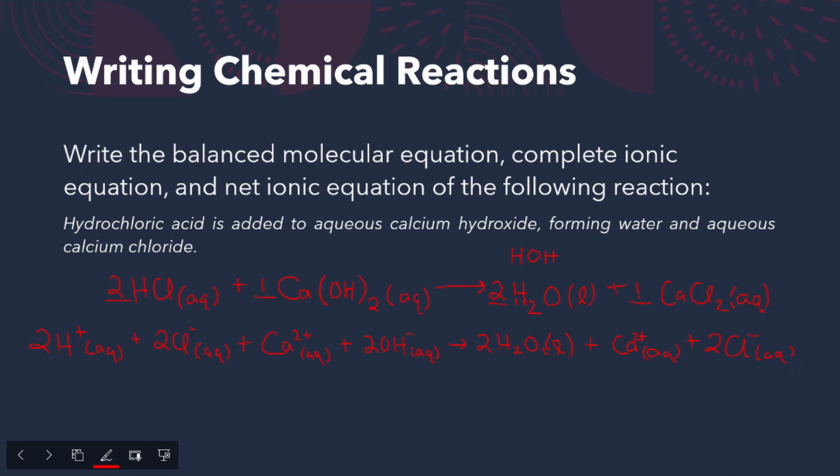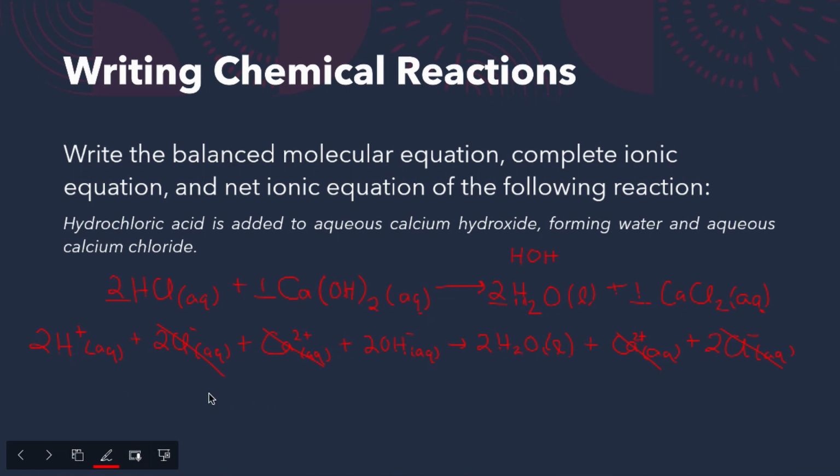All right, now let's figure out what our spectator ions are. So we have 2H+. Now, where's 2H+? Can we find 2H+ on this side? No, we can't. That's in the H2O over here. So we're going to keep that. As for the 2 chloride anions, we can easily find that over here. So we're going to cancel those out. And the calcium ions, there's 1 over here and there's 1 over here. So we're going to cancel that out too. And the 2OH-, that is in the compound over here. So we have to keep that.